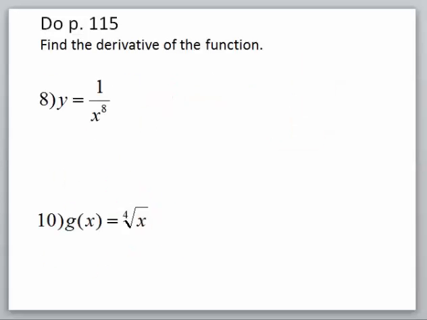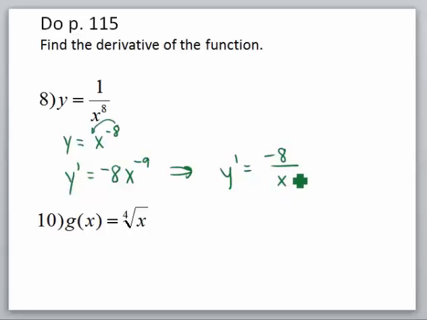The next one. The first thing that you will want to do many times before you take the derivative is rewrite it so that it's on one line. This is what I mean by on one line: 1 over x to the 8th is really x to the negative 8th. So now I'm going to use that power rule, which says bring this out in front, rewrite the base, and lower this by 1. That doesn't make it a negative 7. Lowering it by 1 makes it a negative 9. You can rewrite this: y prime is equal to negative 8 over x to the 9th.